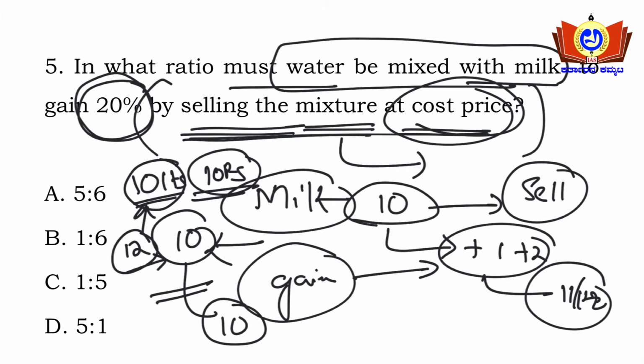If at all he sells the milk at the same cost price, still he is earning 20 rupees more. How? By mixing water to that. That we need to find out here. Okay guys, you understood the question, I guess. In the next page I'll be dealing with how to solve this question.